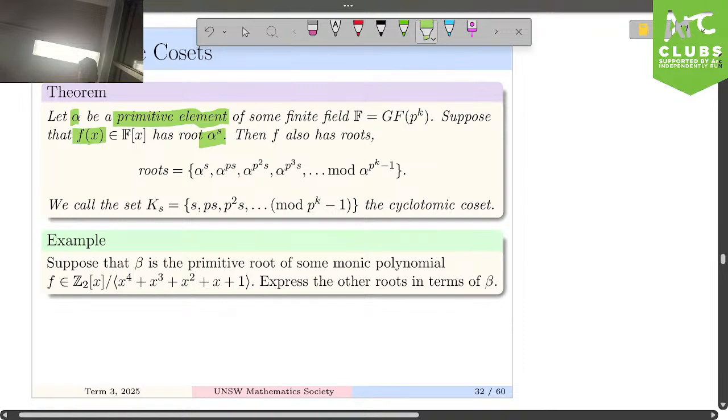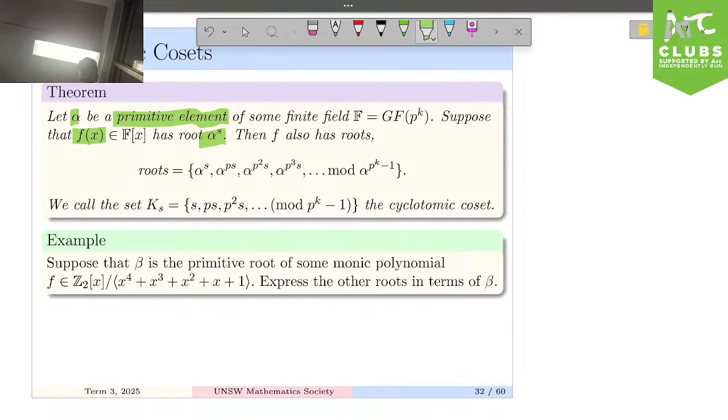Then this is the cyclotomic coset theorem. It says, if alpha to the s is a root, then I can multiply that power by p, right? So I can multiply by p, and I can multiply by p again, and I will end up generating all of the roots of my polynomial. So let's look at an example. And we call the set of these powers the cyclotomic coset.